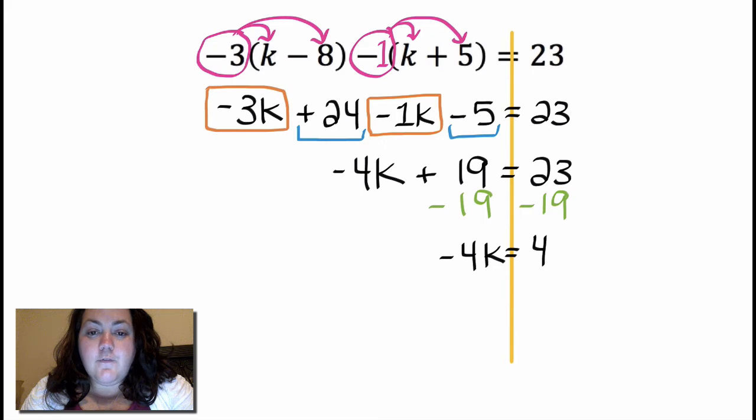That leaves me with negative 4k equals 4. 23 minus 19 was 4. Divide both sides by negative 4 so I can get k by itself. And I end up with k equals negative 1.